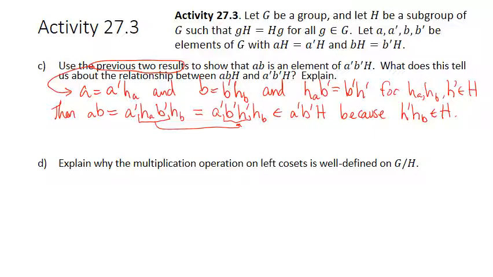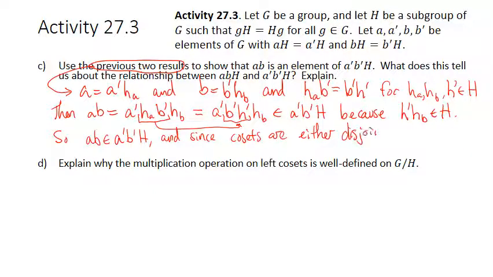Okay. So what I can say from this is that AB is in A prime B prime H, and since cosets are either disjoint or they are identical, and that's because the cosets partition the group, that means that ABH must equal A prime B prime H.